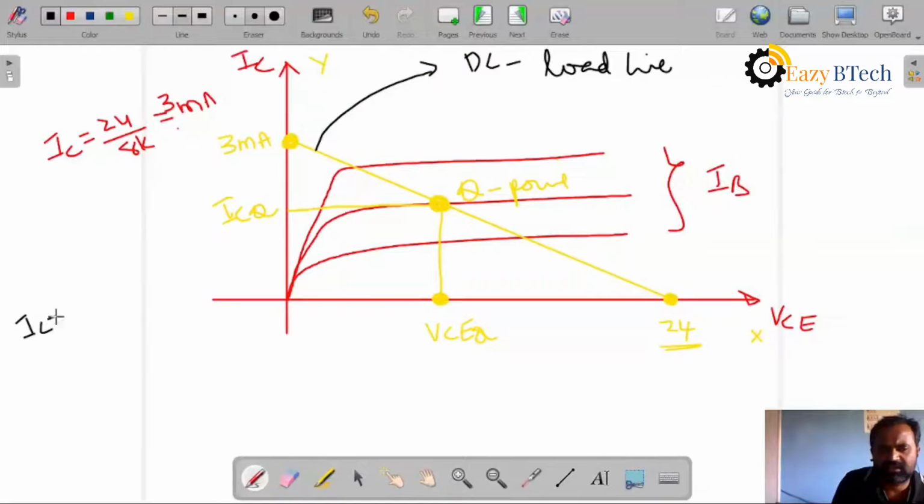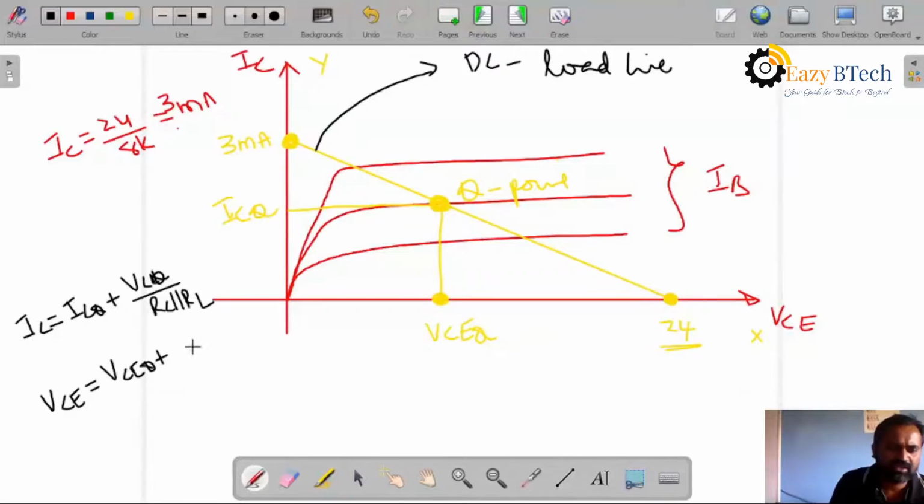IC is equal to ICQ plus VCEQ by RC parallel to RL, and VCE is equal to VCEQ plus ICQ into RC parallel to RL. This is the value we are getting.